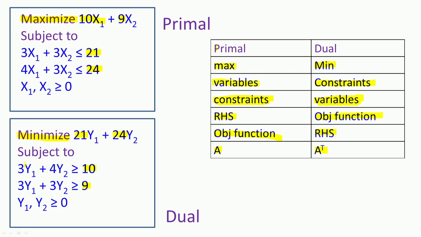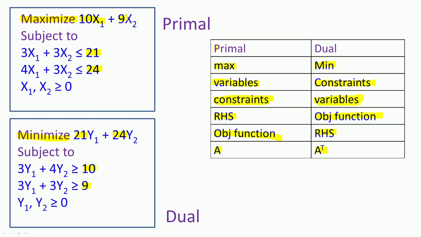So 3, 3, which is the first row, will become 3, 3, which is the first column, and 4, 3, which is the second row, will become 4, 3, which is the second column. So this is the first step in the primal dual relationship. So now, without seeing this, I can write the dual.